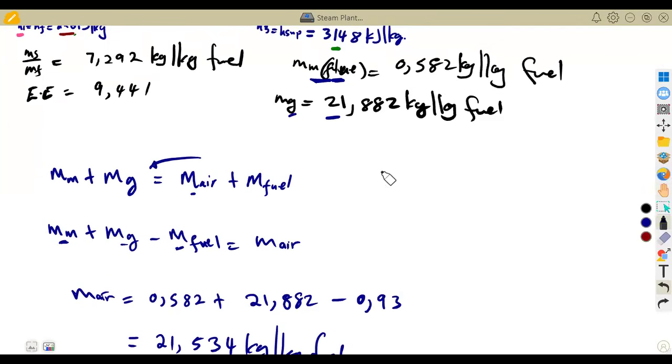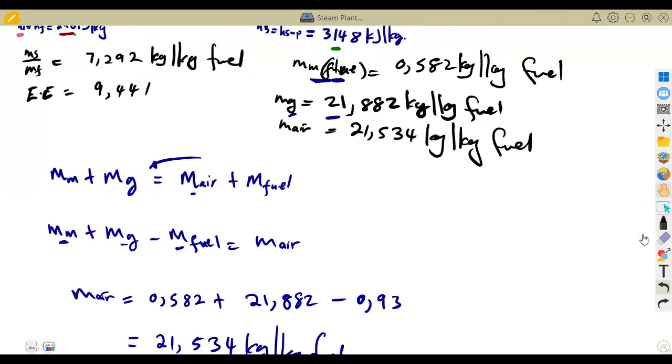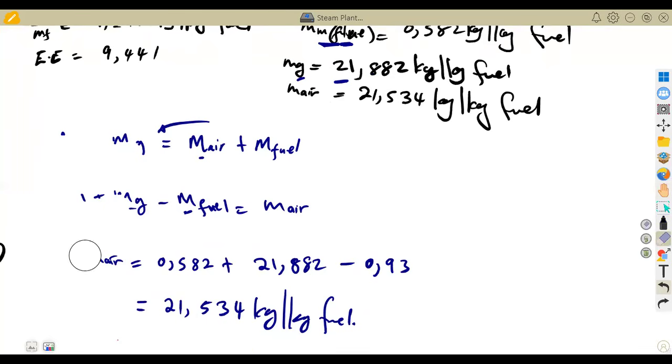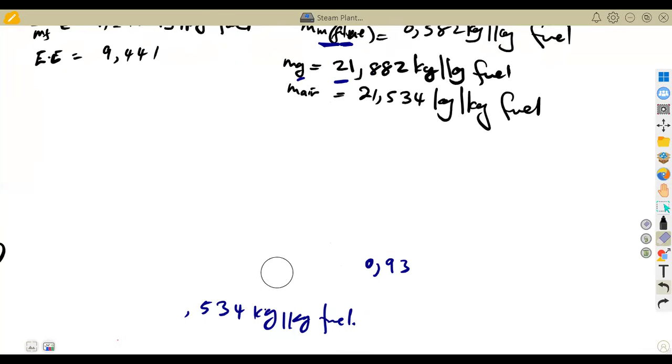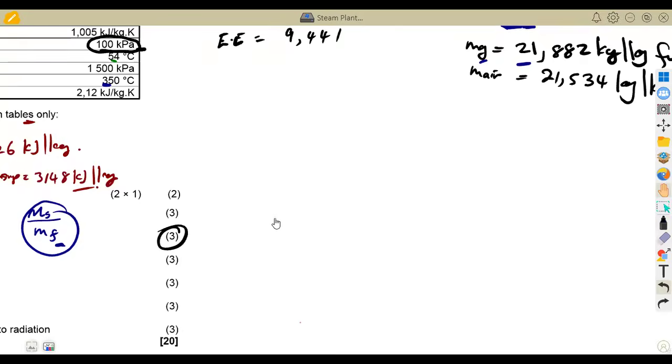So we have got the mass of air there, 21,534 kilograms per kilogram fuel. All right. So that is how we could have attempted this question. Okay, let's check 4.7, another part, and see how we could have answered that last question.